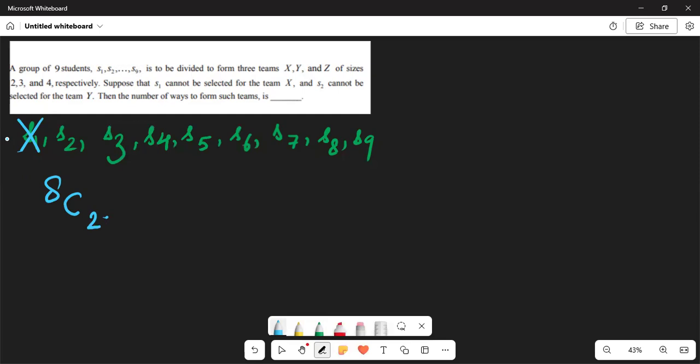So out of 8, we can choose 2. And we'll be using combination here because the choice is not dependent on the order. Whether we choose S2, S3 or we choose S3, S2 doesn't matter. Students are the same, right? Order doesn't matter here, so it is a combination question. Because of the condition given that S1 should not be there in X, it is decided that out of the rest 8 students we'll be choosing 2.